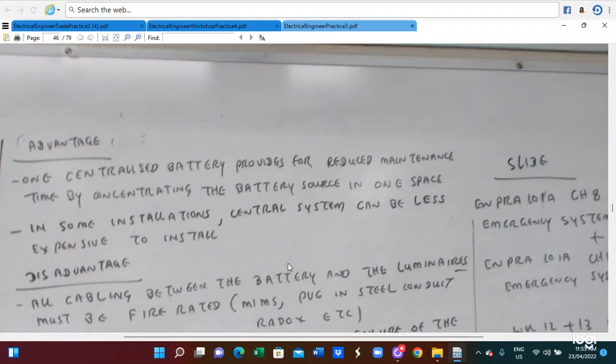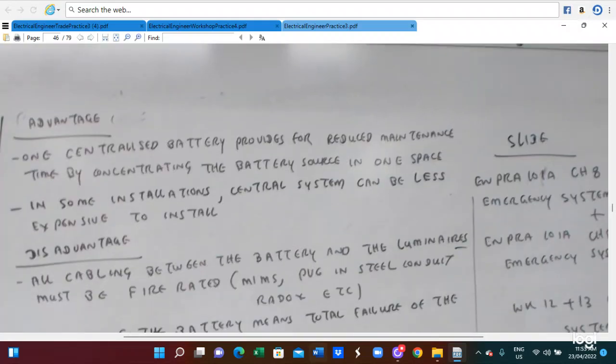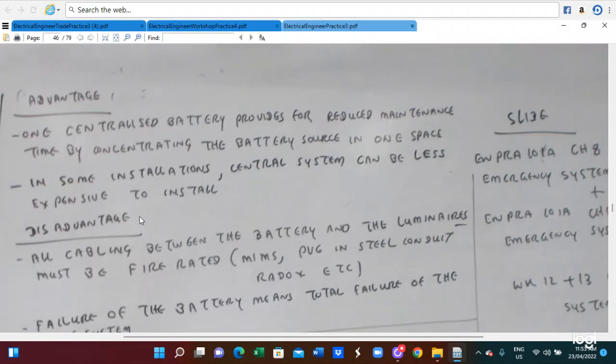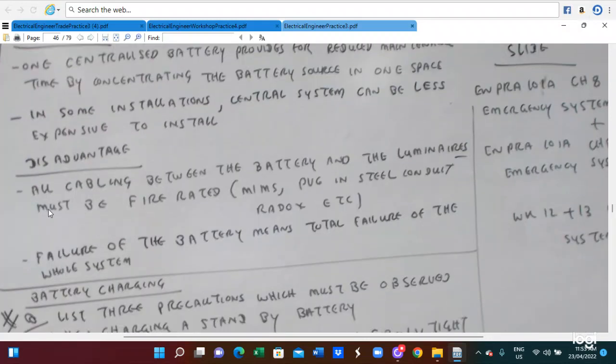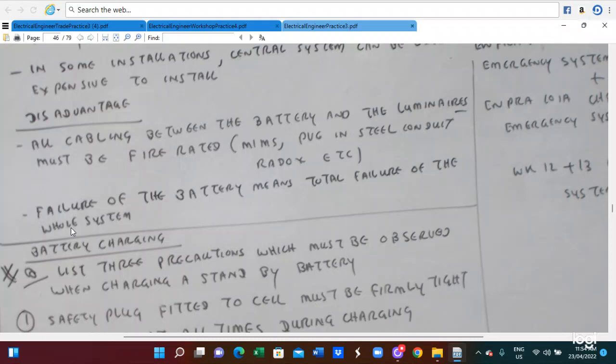So the advantage is that a centralized battery reduces maintenance time by concentrating the battery source in one space. In some installations, a central system can be less expensive to install. The disadvantage is that all the cabling between the battery and the luminaires must be fire rated. They must be MIMS or PVC conduit, Redox cable, etc. Failure of the battery means a total failure of the whole system.